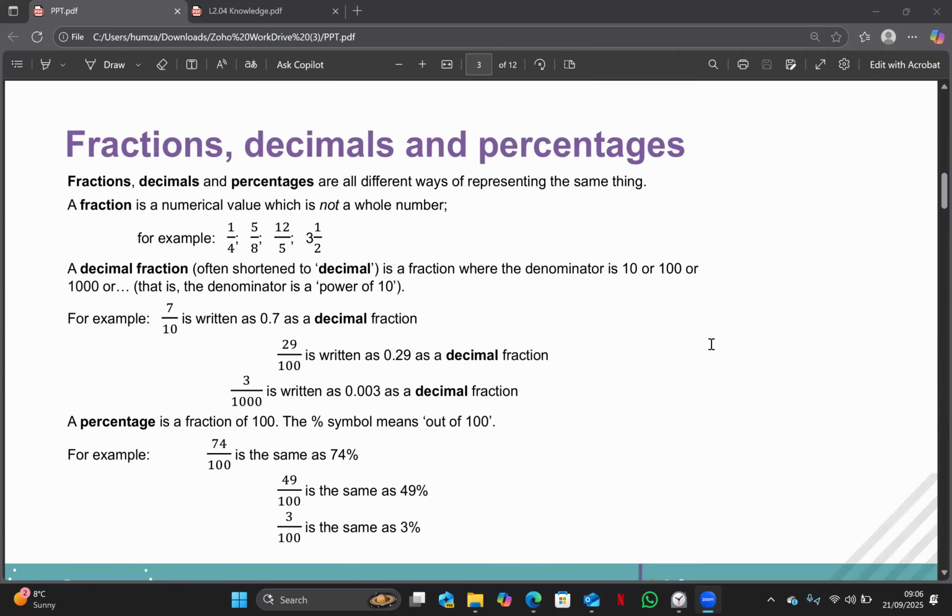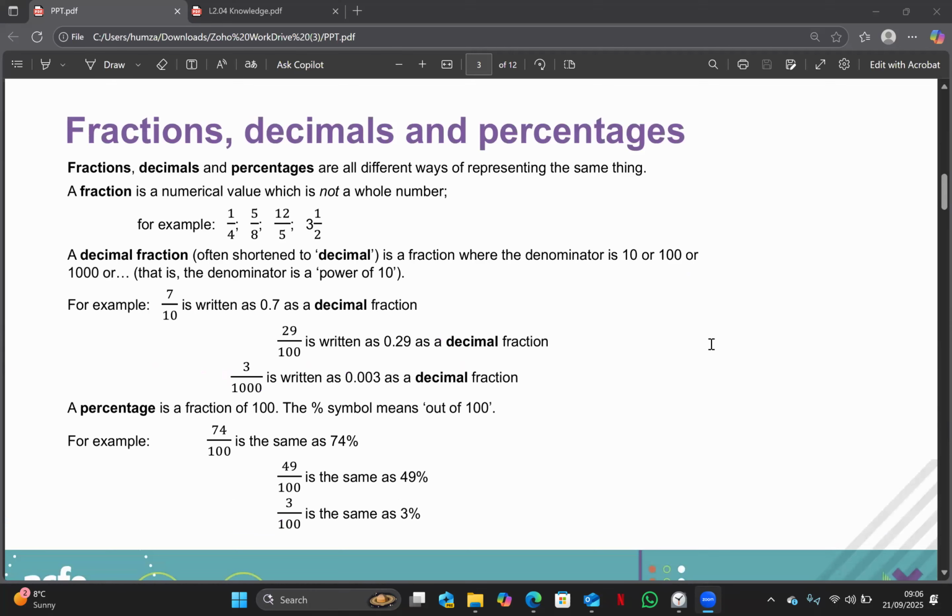So, fractions, decimals, and percentages are all different ways of representing the same thing. A fraction is a numerical value, which is not a whole number. For example, 1/4, 5/8, 12/5, 3 1/2. A decimal fraction, often shortened to decimal, is a fraction where the denominator is 10 or 100 or 1,000, or the denominator is a power of 10.